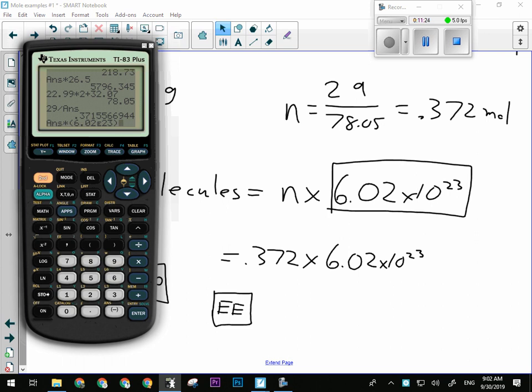So you go bracket, sorry, 6.02. Hit the second function and then the comma. That will put in a capital E that stands for times 10, and then whatever number you enter after is the exponent. In this case, it'll be 23. Everybody with me on that?